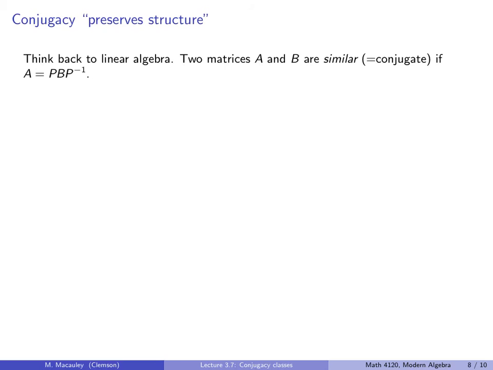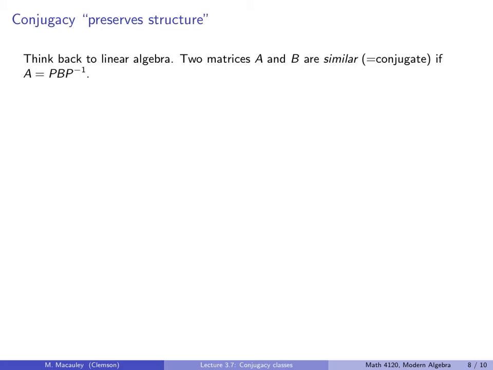One of the big conceptual ideas that I want to impress upon you in this lecture is the fact that conjugacy preserves structure. Now, what do I mean by that? So think back to linear algebra. This is when you first saw the concept of conjugacy, although we called it something else. We said two matrices, A and B, are similar, or they're conjugate in our language, if they are related like this: A equals P B P inverse, for some matrix P. And these are square matrices, of course.